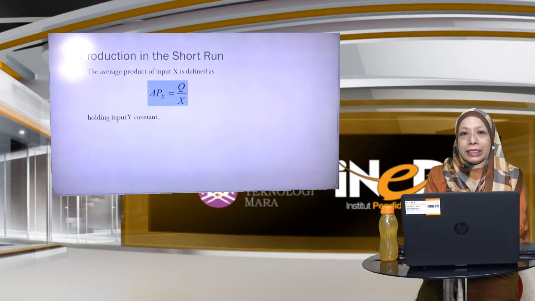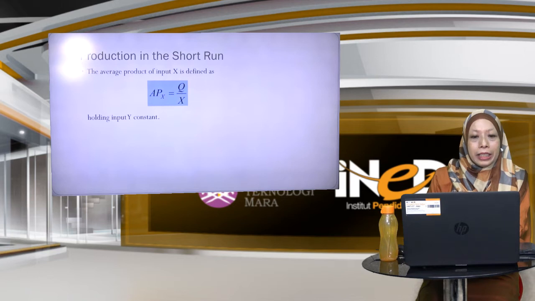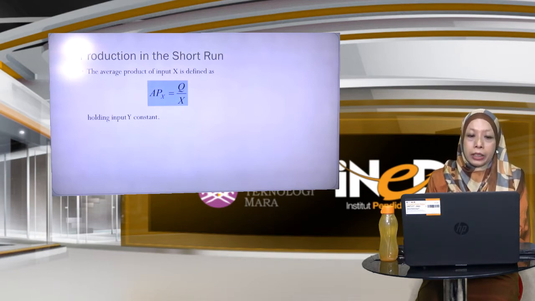Okay. Next is average product. Average product is defined as total product divided by variable input. So the formula to calculate it is going to be Q divided by your variable input X. Again, you are assuming that Y is constant.